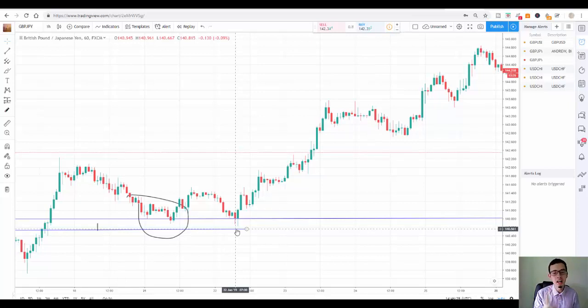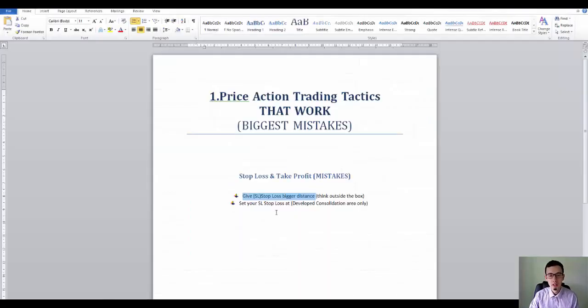But that's not all, guys, okay? Now, when we have identified that this would be my stop loss, meaning that I give my stop loss bigger room, let's go to the next point. Set your stop loss at developed consolidation area only. What does it mean? This basically means that you will only place the stop loss when the candlesticks are building up.